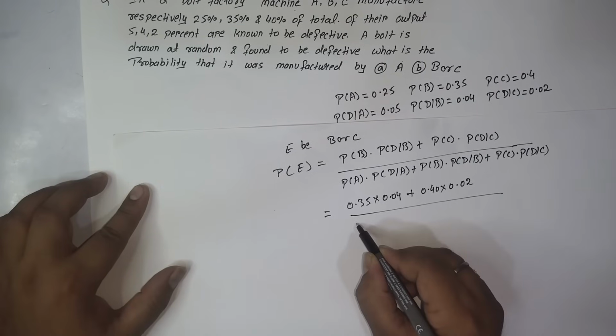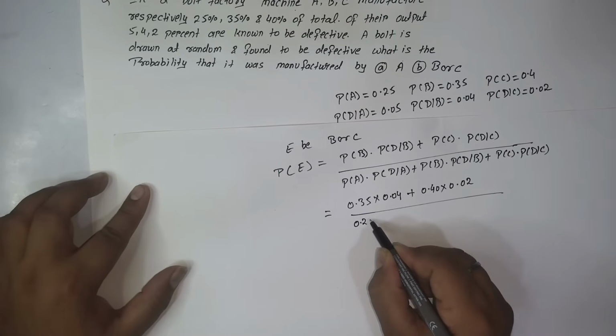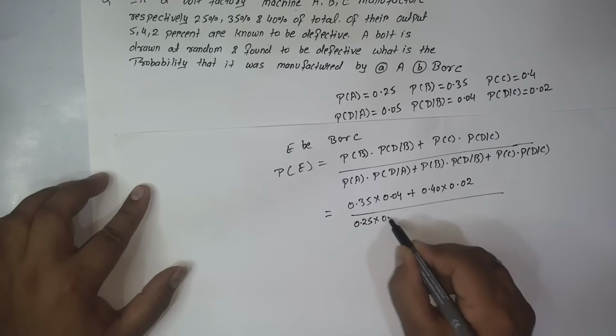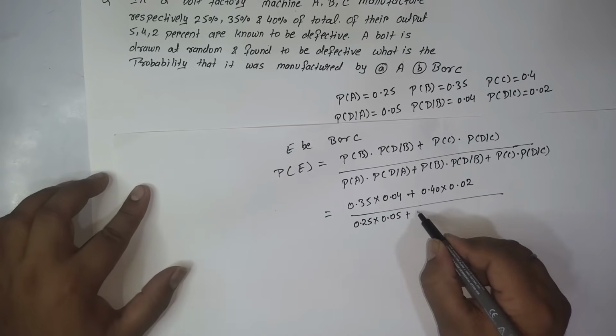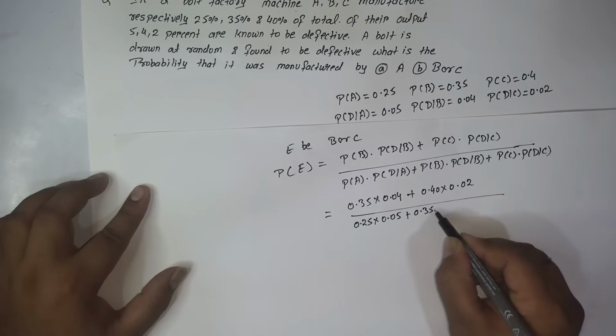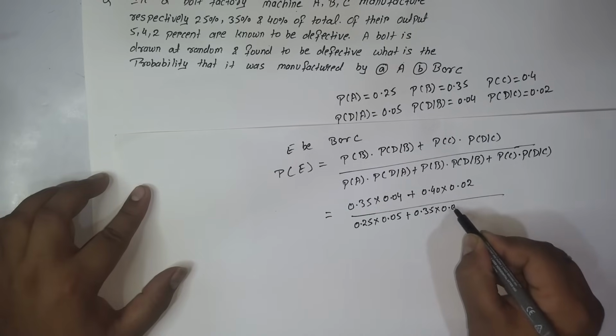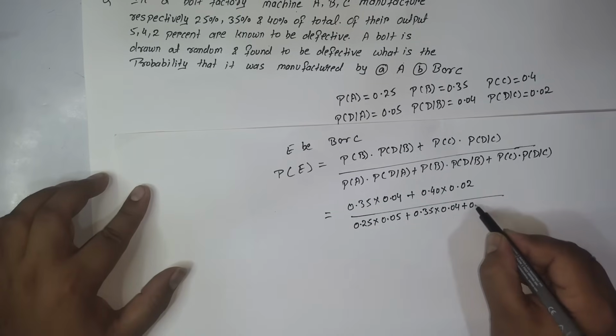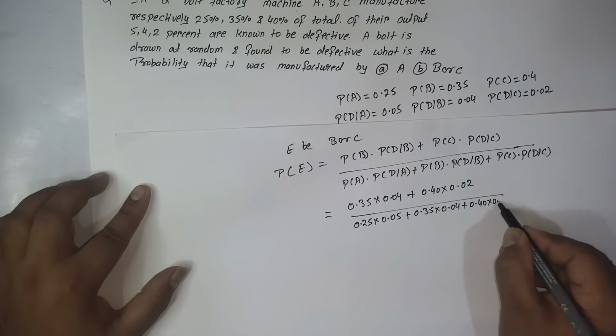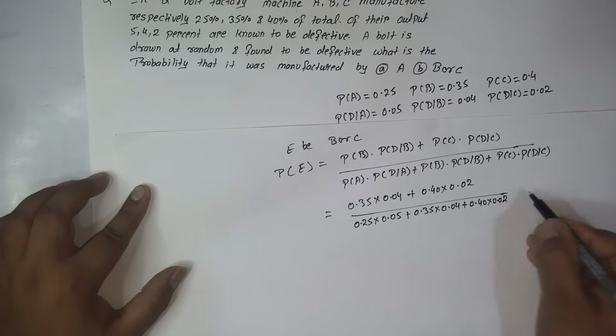Now the probability of A is 0.25, into 0.05, plus 0.35 into 0.04, plus 0.40 into 0.02.